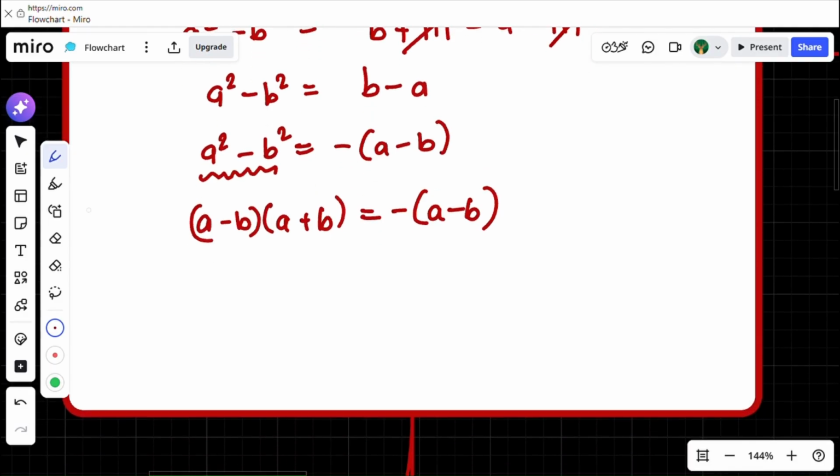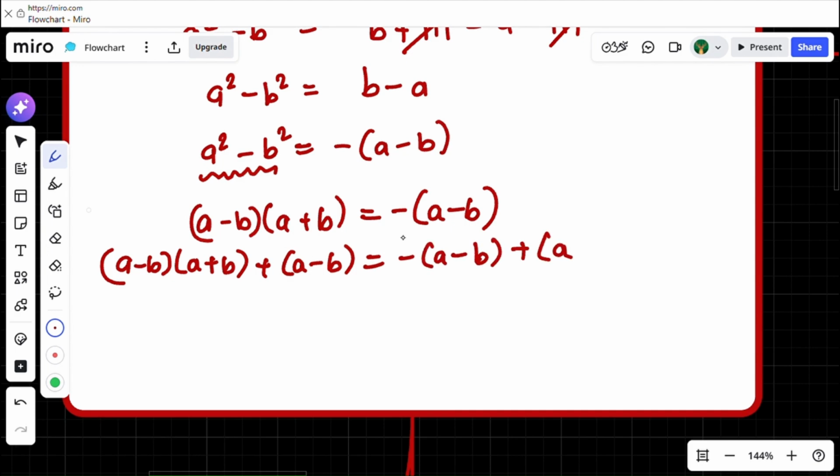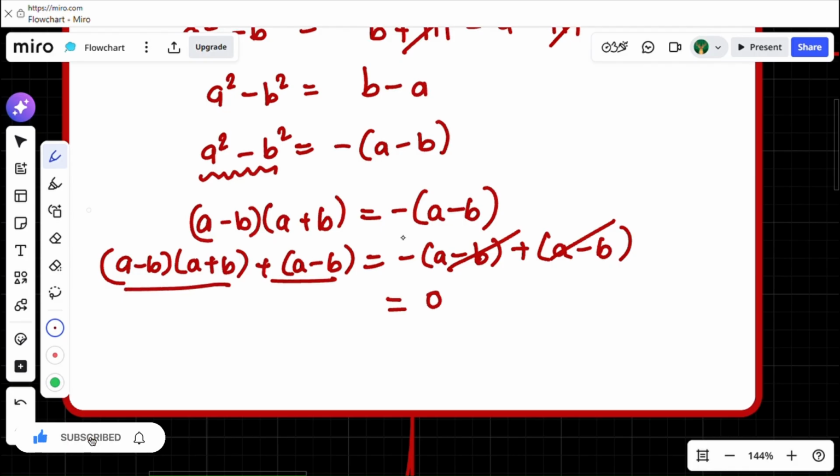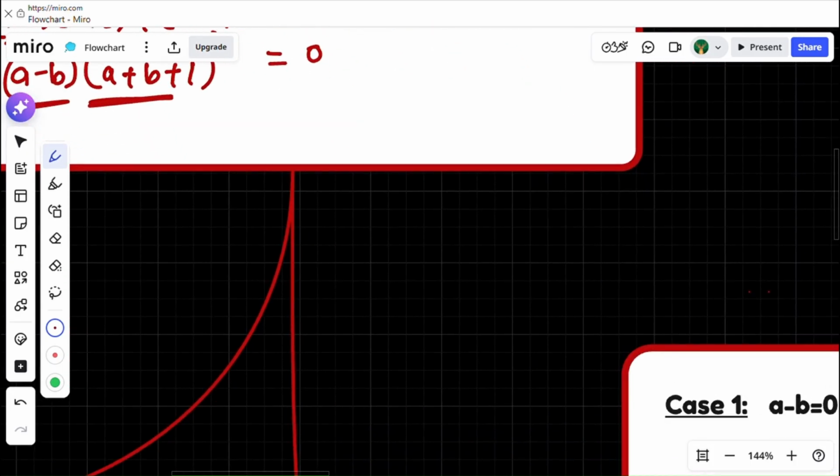So we can add a minus b both sides. A minus b, a plus b plus a minus b is equal to minus a minus b plus a minus b. So this will be cancelled, is equal to 0, and we can see that a minus b is common. So a minus b and a plus b plus 1. So two cases are here. Now we can solve the two cases.